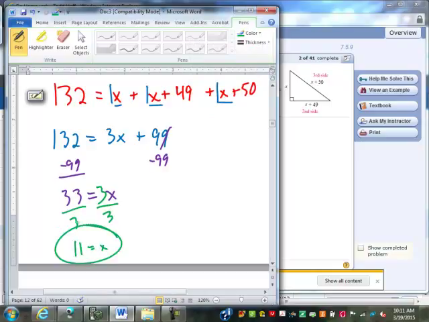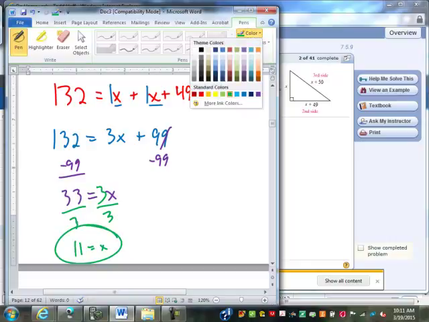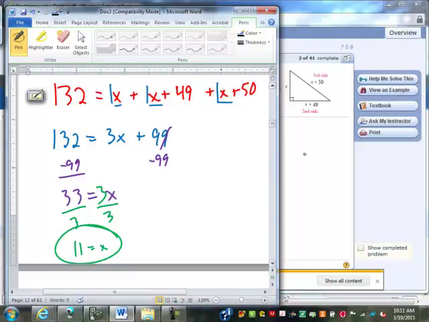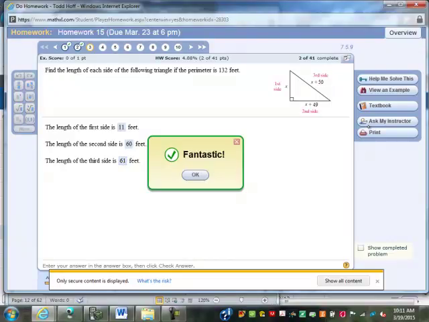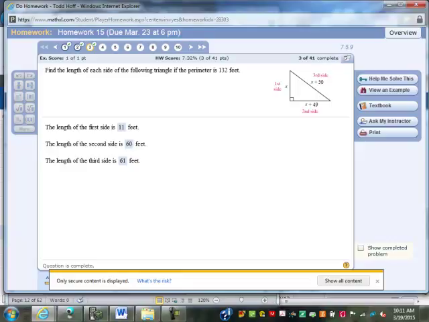Time to go home, be happy? No, what do we still need to do? We need to plug it in. On the first side, it's just x, so that's good. That's all we need, 11 for x. The second side is x plus 49. What's 11 plus 49? 60. And the third side is x plus 50. What's 11 plus 50? 61. And we're done. Say yay.